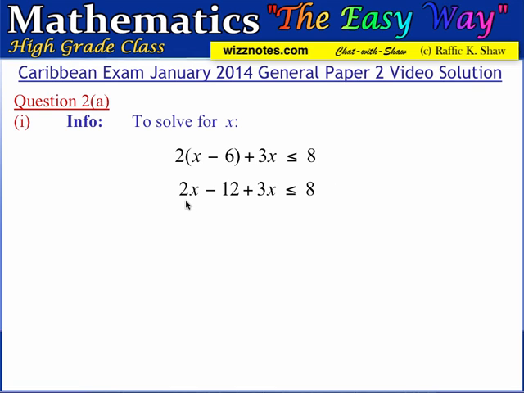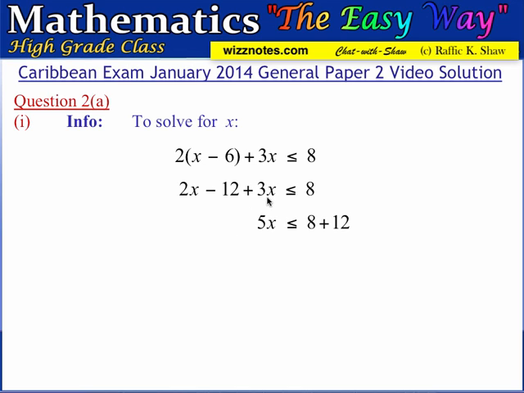Then what we're going to do next, we're going to add the terms in x. So the 2x and the 3x here will add to 5x. This negative 12, we can take it on this side and add it. There's no need to reverse the sign because we are not multiplying or dividing by a negative number. Essentially what we are doing is adding 12 to both sides so we can get rid of this negative 12. Let's show that.